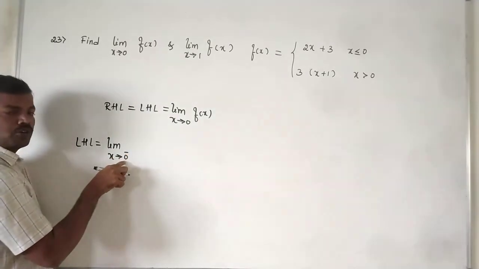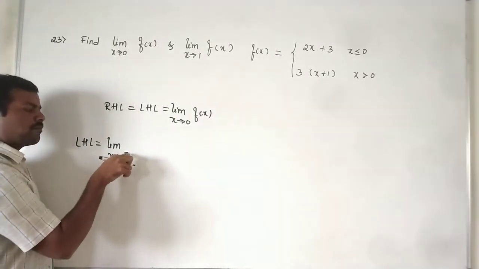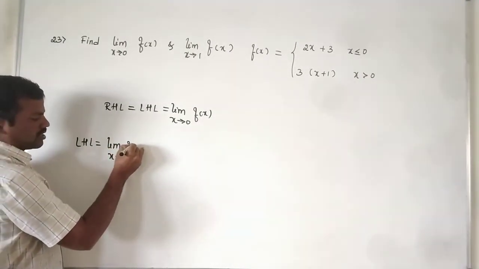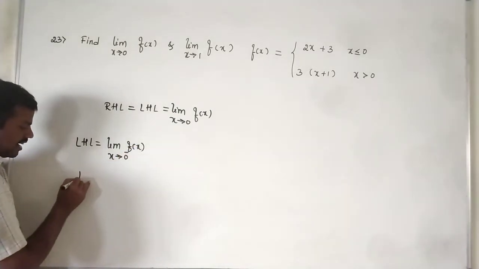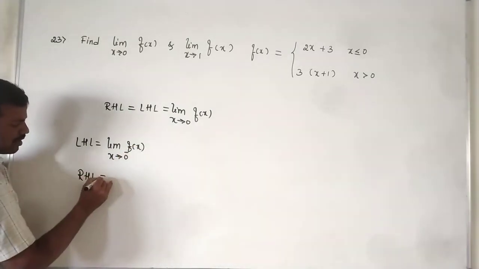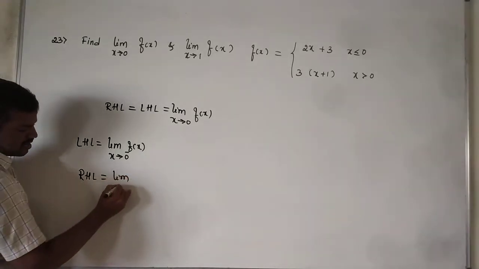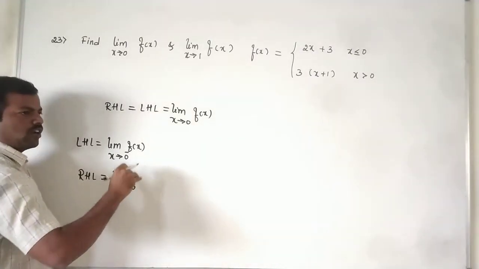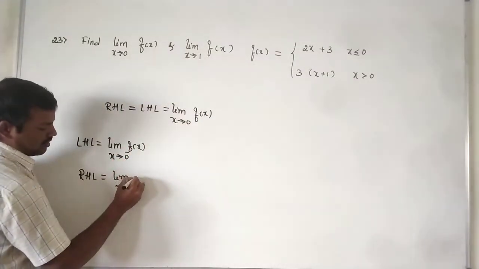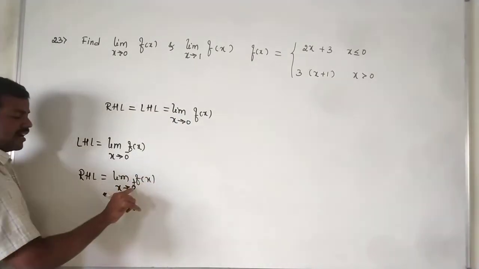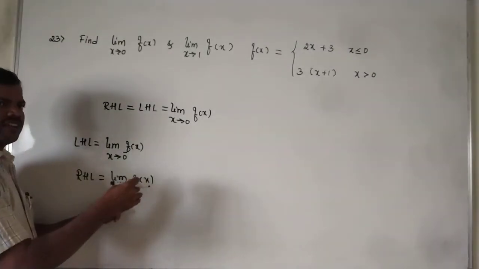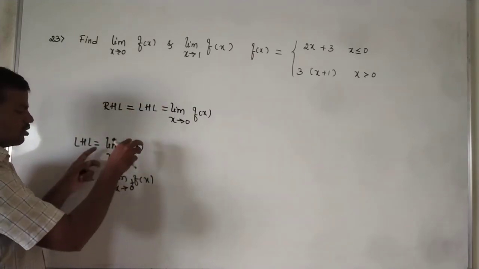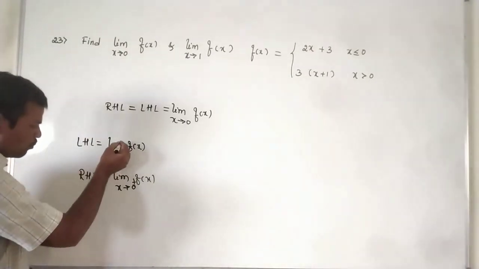Less than 0 means minus, we have to approach 0 from the minus side, so we take f(x) for less than 0. Right hand limit means RHL is equal to the limit as x tends to 0 plus. Plus means greater, minus means smaller. So we have to use the function accordingly to find it.